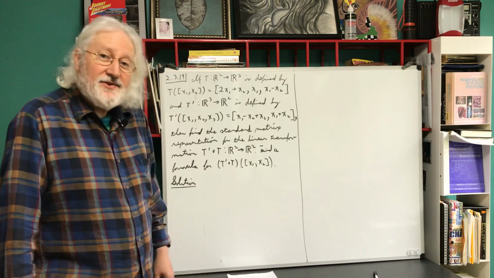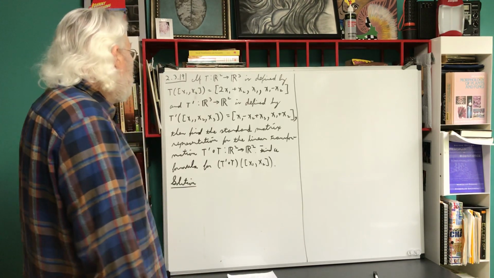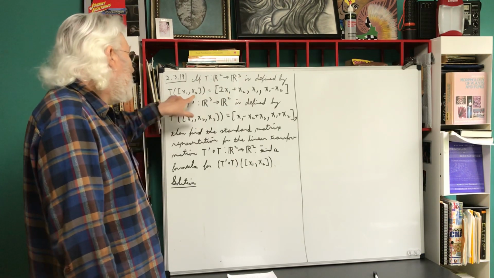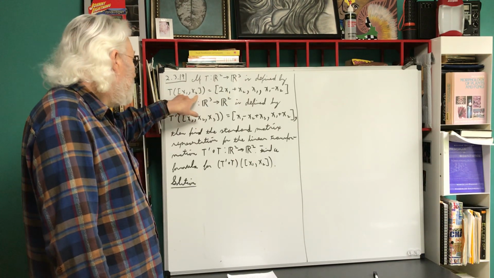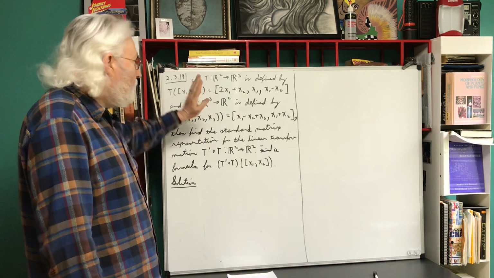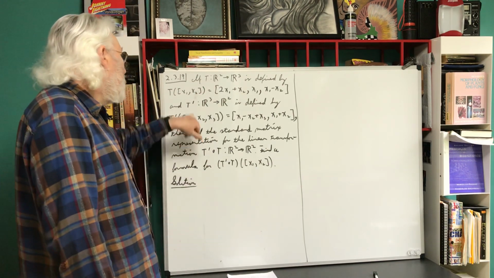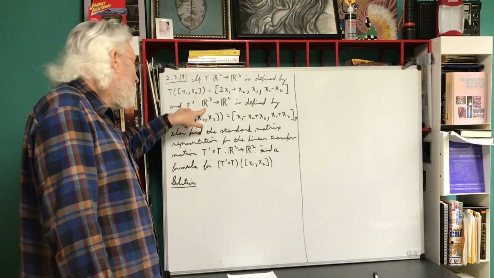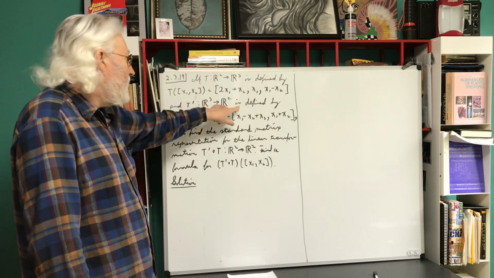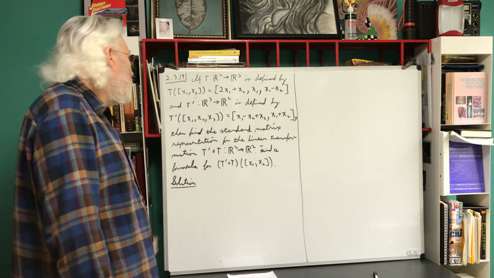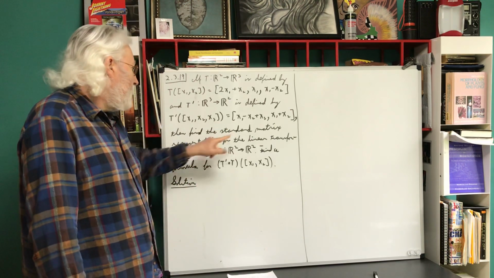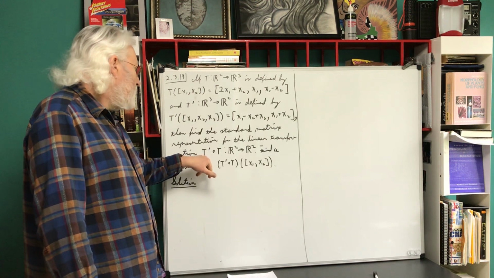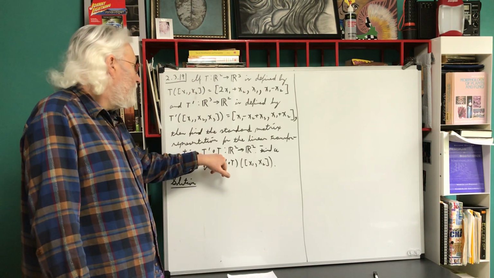Let's address exercise 2.3.19. If T maps R2 into R3 and is defined as the following linear transformation, T of x1, x2, as is given by the formula here, and T prime is the second linear transformation mapping R3 into R2, and is defined by this formula here, then we're asked to find a standard matrix representation for the linear transformation that's T prime composed with T.